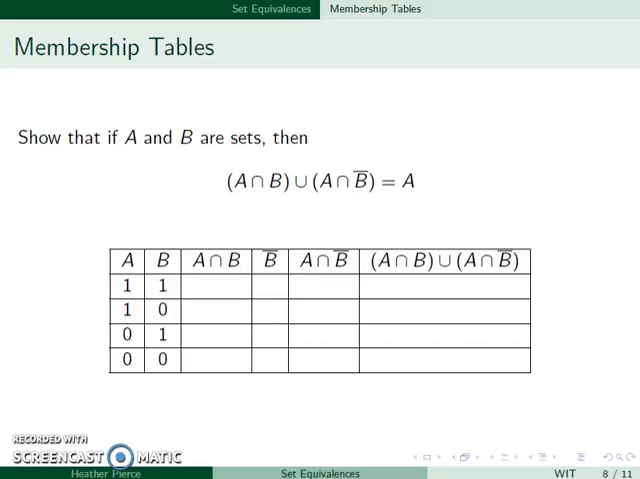So for A intersect B, we need it to be in both A and B. So that only happens in the first row. B bar will switch ones and zeros. And then A intersect B bar, we need it to be in both A and in B bar. So we need a 1 in both columns, so here and here. And then union indicates we just need a 1 in one of these two columns. And we can see that this is actually equal to our A column.